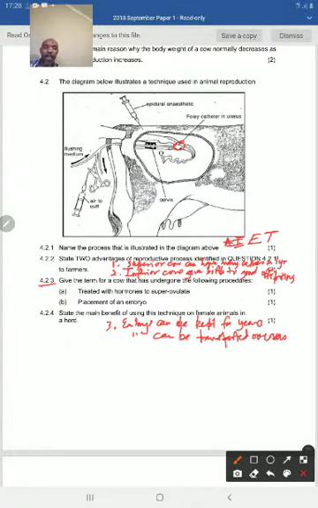Give the term for a cow that has undergone the following procedures. The one that has been treated with hormones to superovulate, definitely it's a donor, the superior cow. The one where the embryo is placed, the placement of the embryo, is the recipient. Recipient, that is the surrogate mother, right? State the main benefit of using this technique on female animals in a herd. Okay, it means you see that in a herd you must have your dry cows, so you extend.